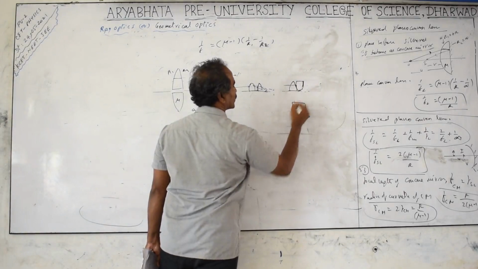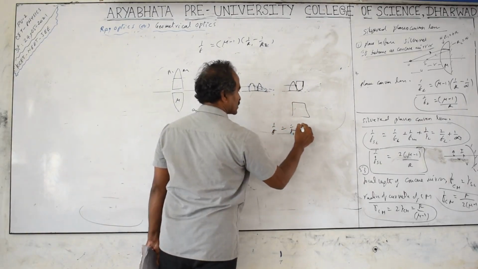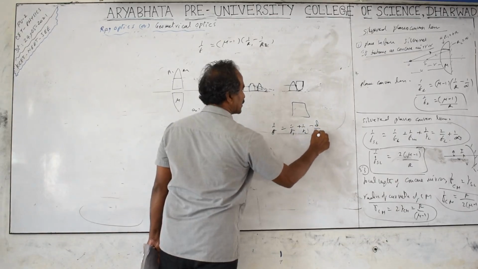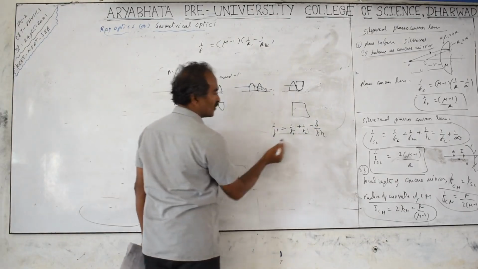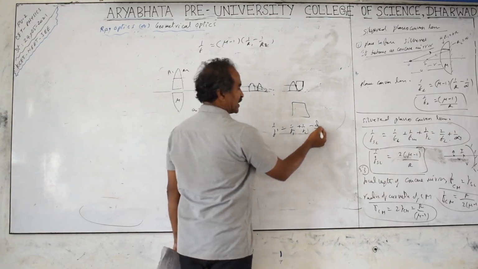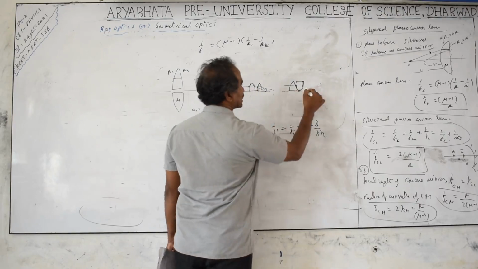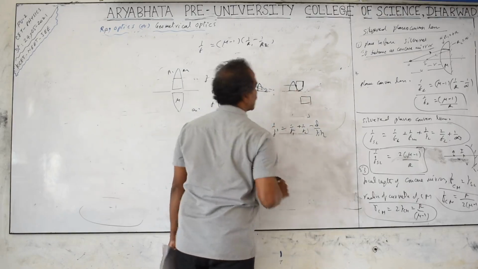If a gap is there, then the combination has a focal length given by the formula 1 by f equal to 1 by f1 plus 1 by f2 minus d by f1 f2 to calculate the resultant focal length. For the same focal length, 1 by f plus 1 by f, that is 2 by f, minus d by f square, is equal to 1 by f prime, the reciprocal formula. Without a gap, this behaves like a plain glass slab.